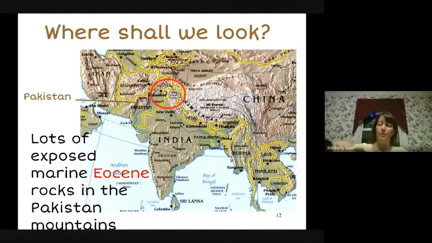Sorry, this is one of my cats, and she is going to stand in our Eocene timeline. Scoot over.